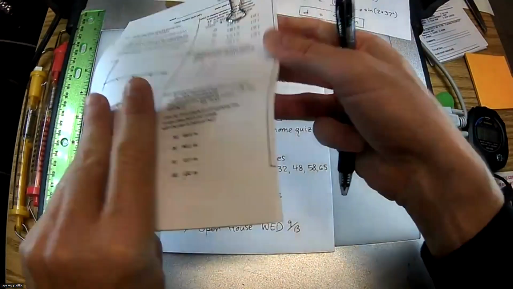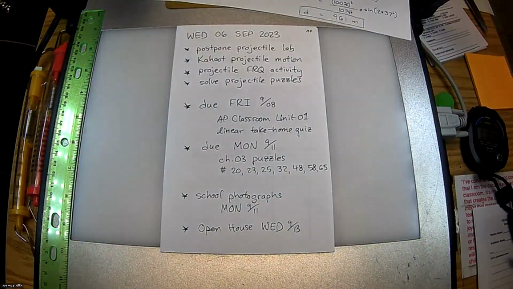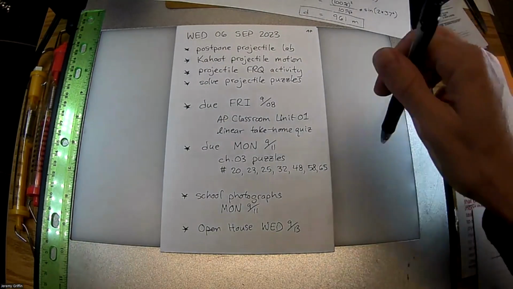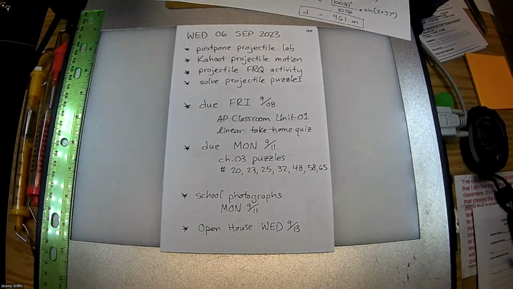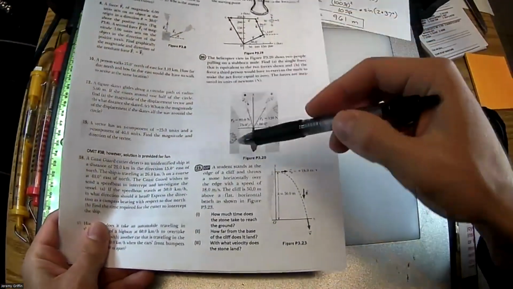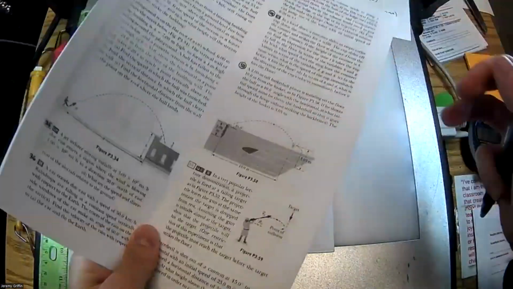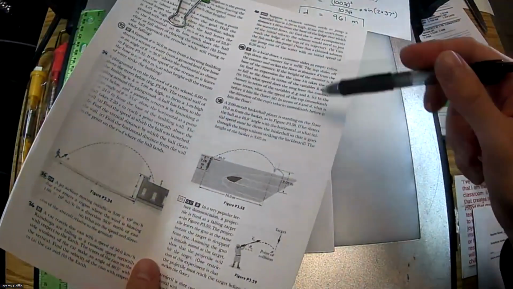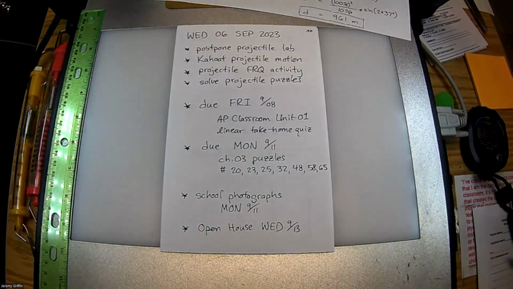So here's what it looks like, right? Your linear motion take-home quiz. There are different versions floating around, but they're all about equally difficult. And then your chapter 3 puzzles. Chapter 3 is two-dimensional motion. So it's just one that I circled. They're all projectiles except for this one. This is the only non-projectile. So if we get class time today, I'll walk you guys through that one. We'll see how the time pans out there.